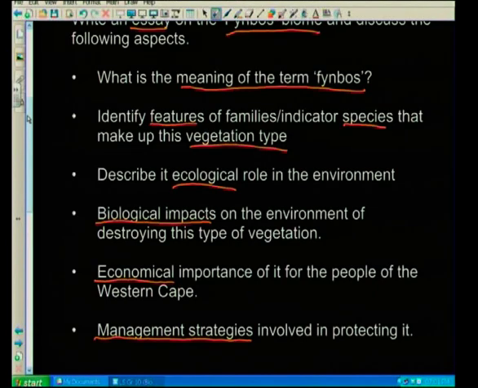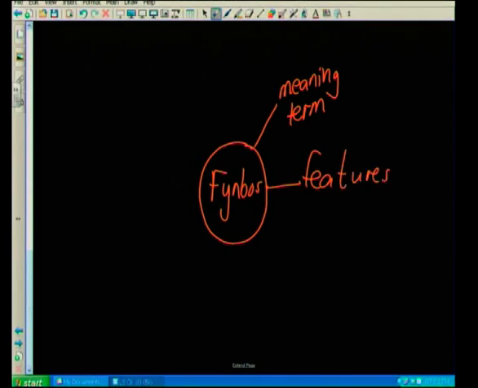Right, the second thing they want, if you go back now to the topic, the second thing they want you to identify is the features. Now features has got to do with the structure of the plant. Features, all right, of the families. I don't think they want you to write down names of plants. They just want you to explain the feature of these species that make up the vegetation part. All right? Okay, then we write down features of the vegetation.